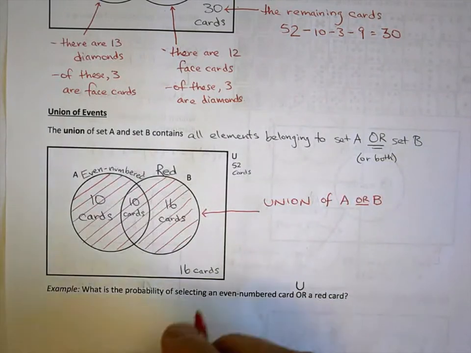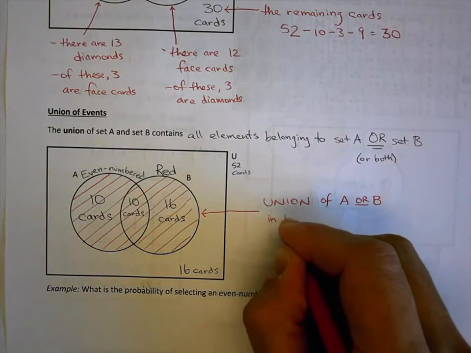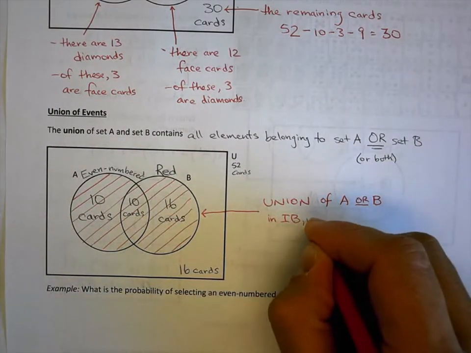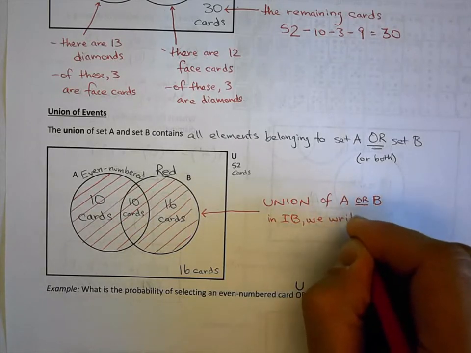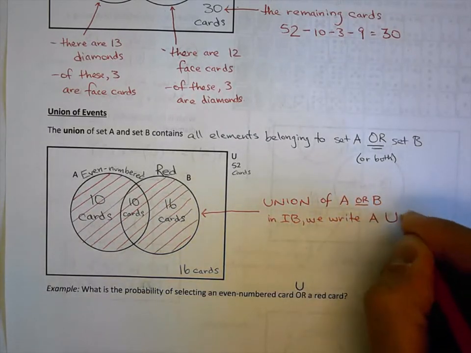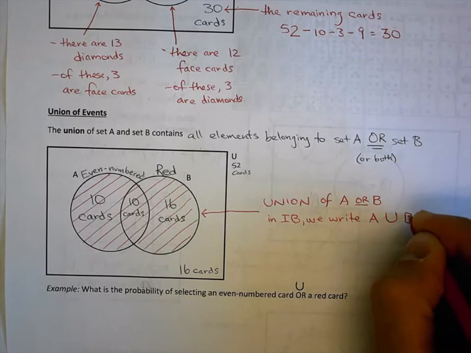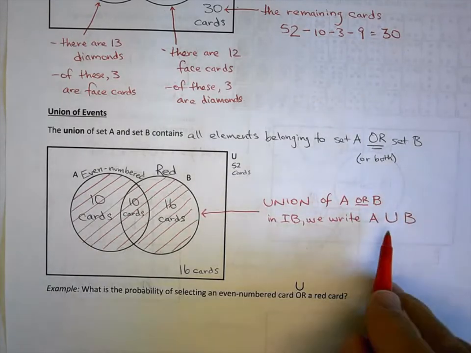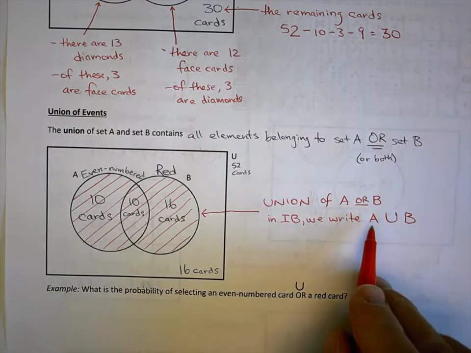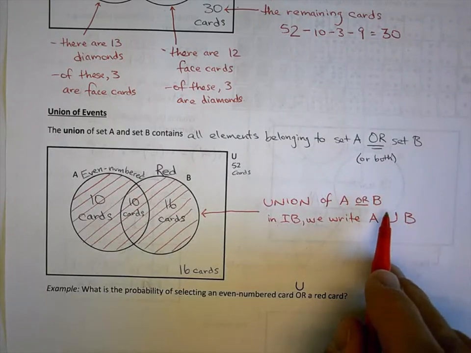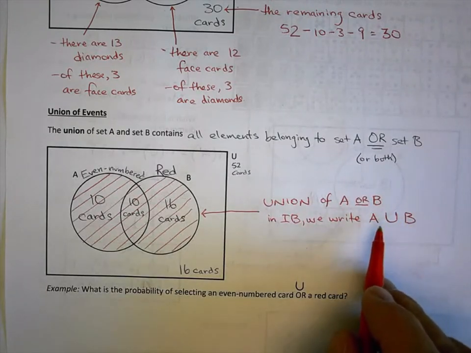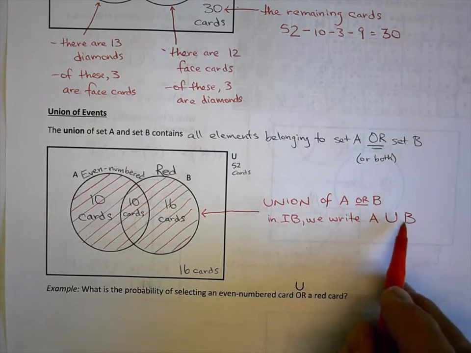That's what we'd write in normal grade 12 data management. In IB, we tend to write with notation, so we write A union B. This U is kind of like a big U. That's a union to unite two sets. It's used for set notation to combine these two.